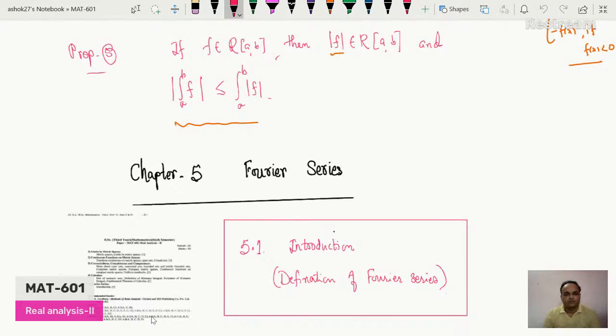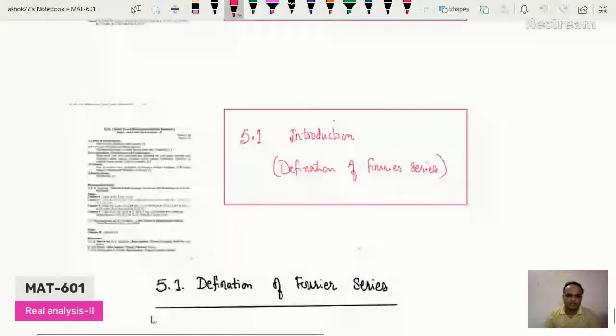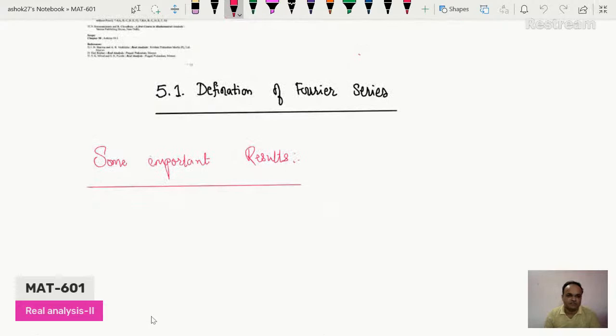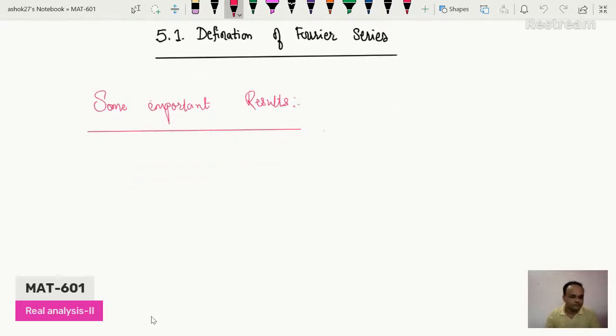So in the chapter, we'll first define Fourier series, and then we'll find Fourier series of some particular functions. So before defining the Fourier series, let us see some important results which we require for calculation of Fourier series or to find Fourier series of certain functions. So first result, I can write it as a theorem.